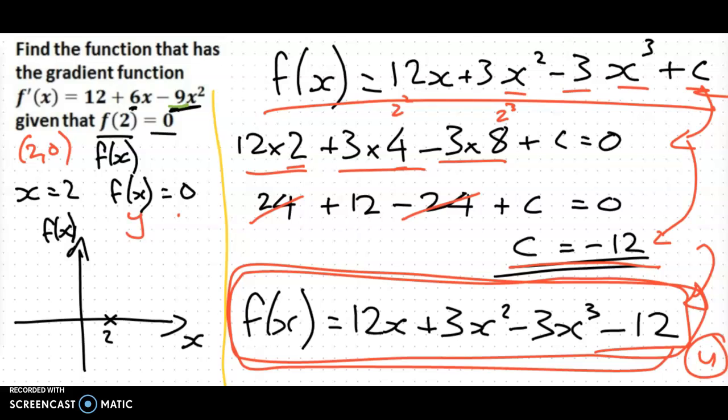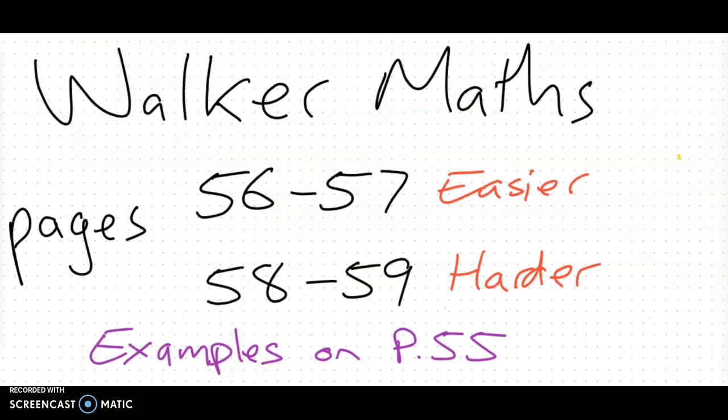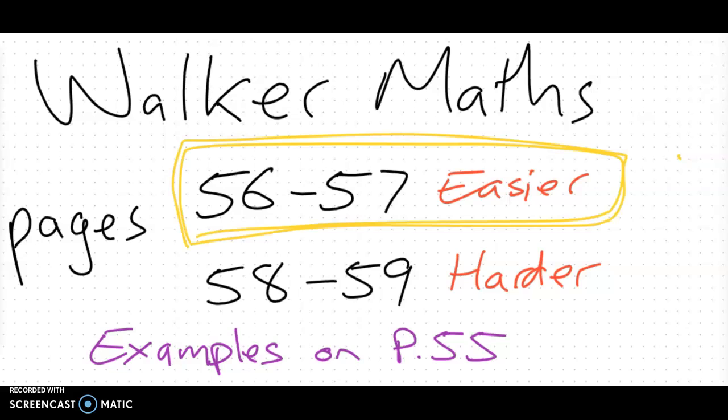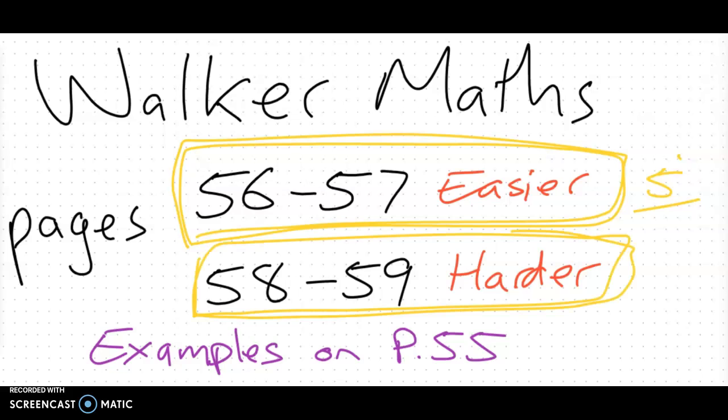Okay, cool. Okay, so now what we should be doing is going through Walker Maths. Pages 56 to 57 are easier questions, just like what we've done today. So if you do every second question, then that's only 5 questions, no big deal. If you want something harder, where we're getting into merit level and possibly even excellence level questions, try page 58 to 59. I haven't gone through those kind of questions yet. I will in the future. Okay, and of course, there's some more examples on page 55.